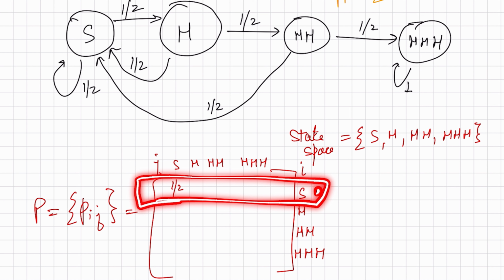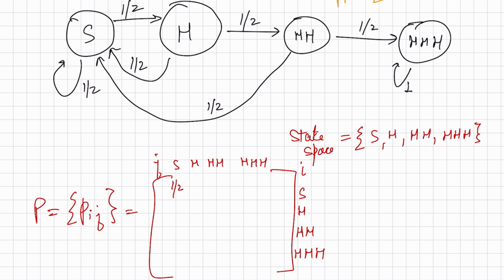So from S to stay in S, it was half. From S to go to H, it's going to be half, like we see here in the graph. And for all other states, if you can see, there's no jump, because the only 2 arrows that go from S are here and here. There's no arrow that goes from S directly to HH or from S to HHH. Okay, so therefore we say the probability of going from S to HHH is 0, and from S to HH is also 0. Okay, similarly, you can fill up the rest of the transition matrix.